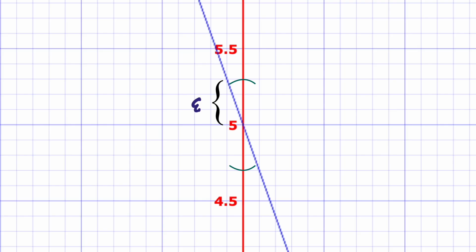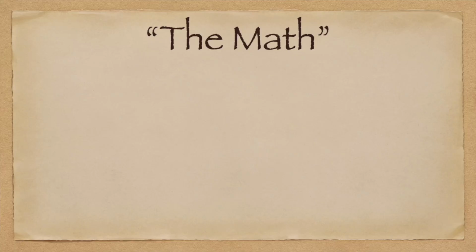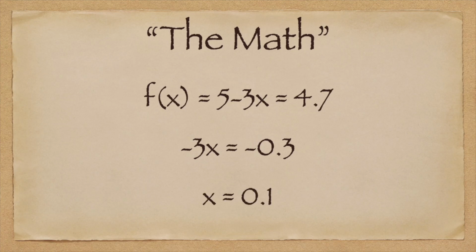So if our epsilon is 0.3, the range of values for the function would be 5 minus 0.3, 4.7, and 5 plus 0.3, 5.3. Now, what x values would give us the function value of 4.7 and 5.3? Let's do the math. So, we need to set the function equal to the y value and solve for x. So, we subtract 5 from both sides, and then we divide by -3, and we get that x equals 0.1.